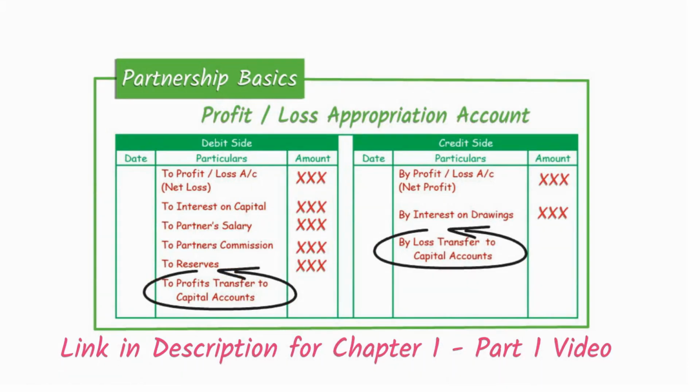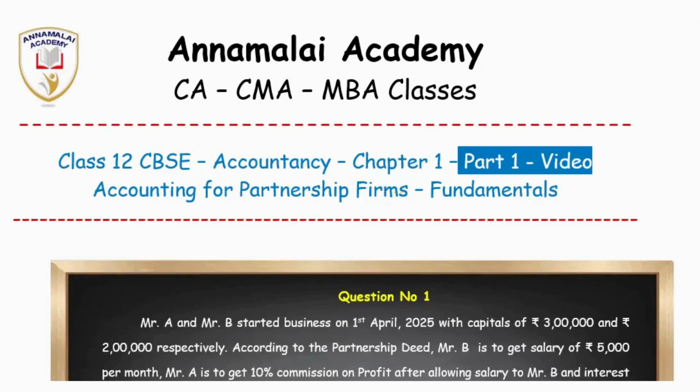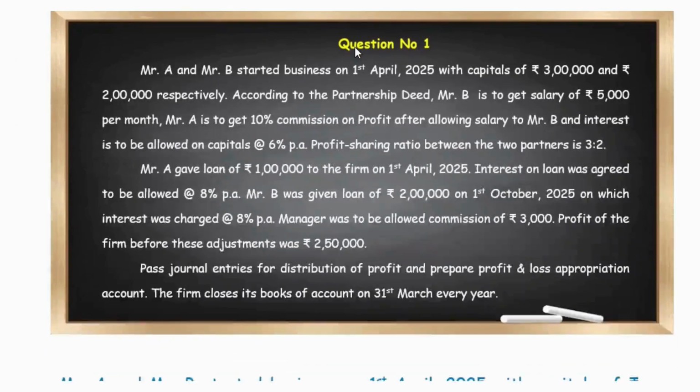Now let us start discussing a few basic problems in this chapter. Now we will discuss a few problems in accounting for partnership firms. Firstly, we are given a question of Mr. A and B, who started the business with capitals of 3 lakhs and 2 lakhs, and we are given some other details also.